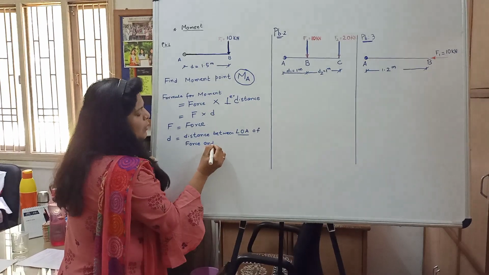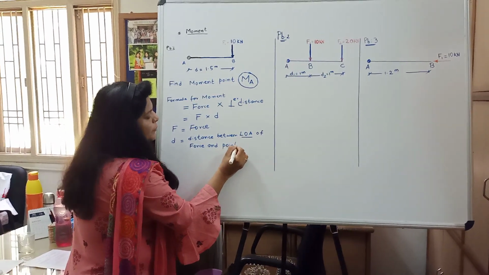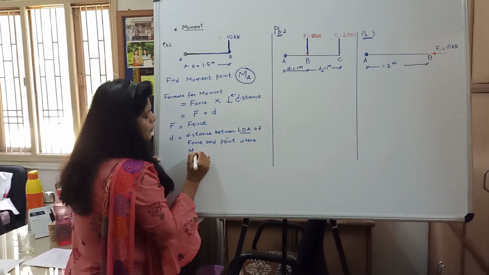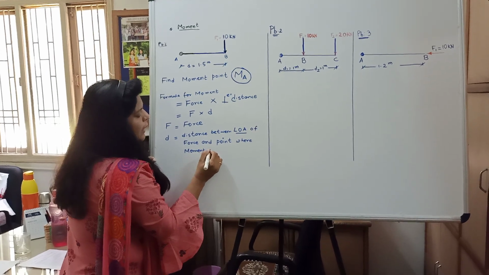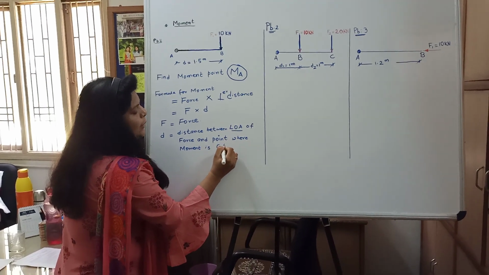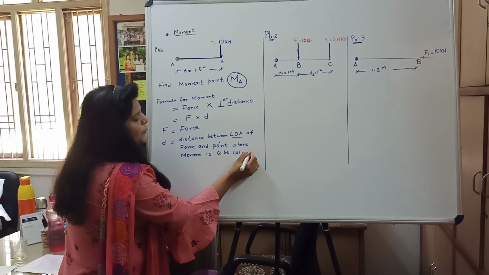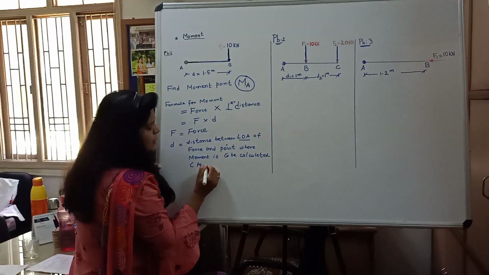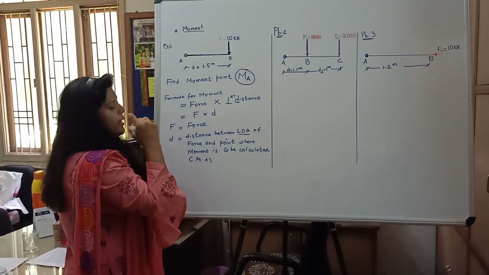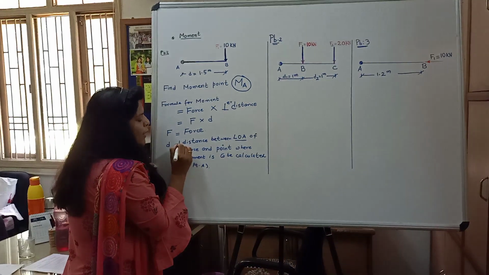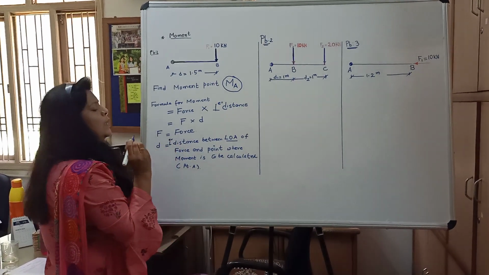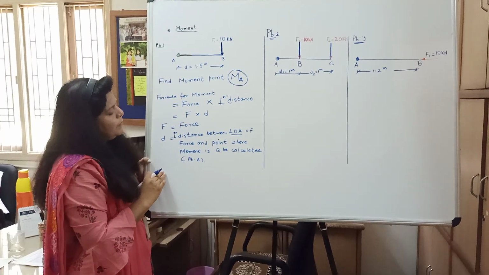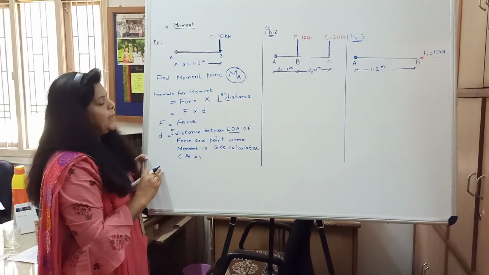and the point where moment is to be calculated. Which point is that in this problem? In this problem it is point A. And one more point, over here it is nothing but the perpendicular distance. So, the distance between the line of action of force and the point where moment is to be calculated.